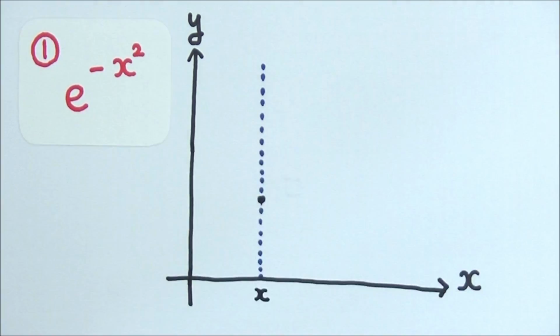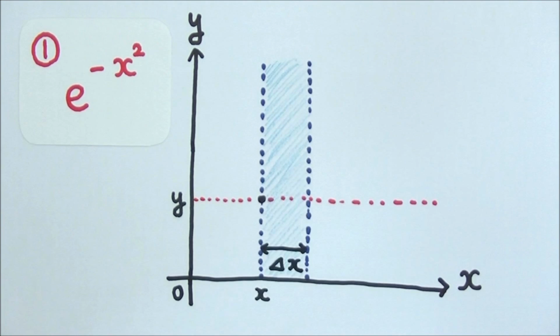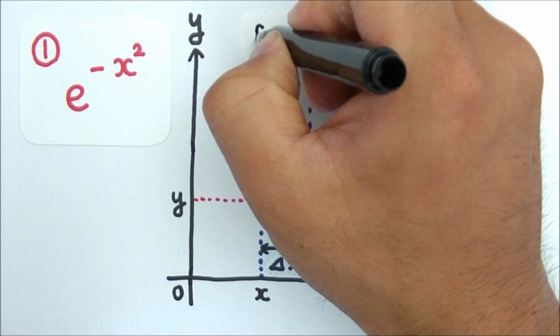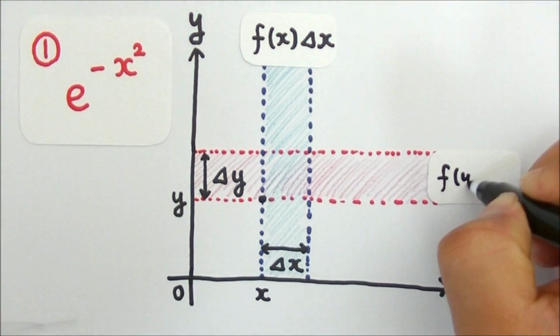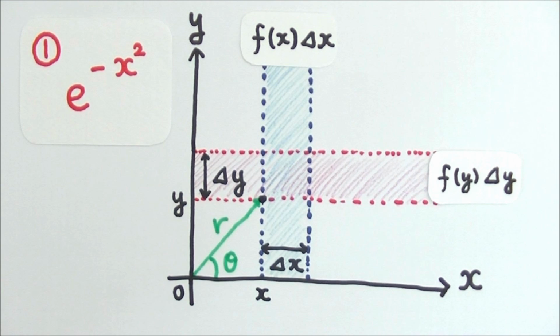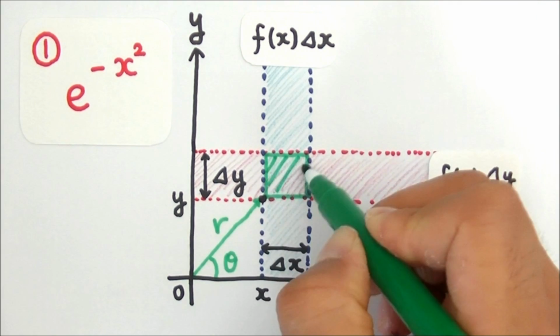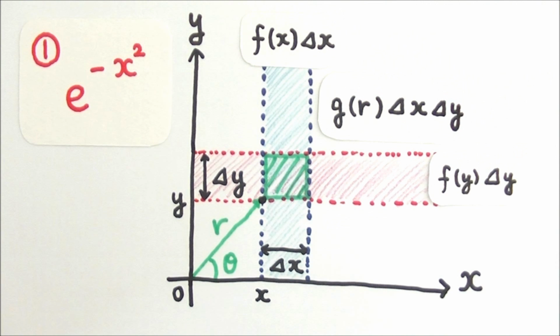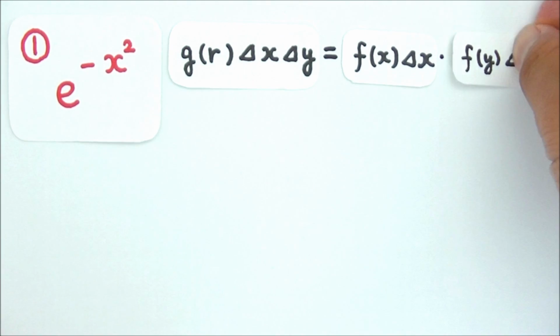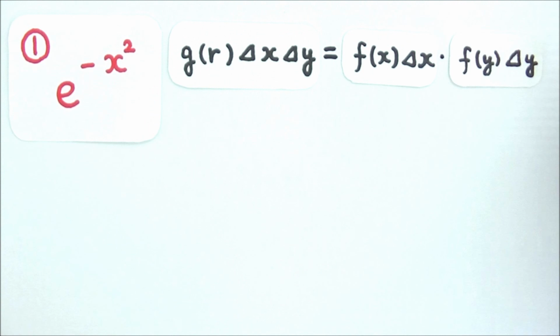Pick any point with coordinates x and y. If you consider the probability of a dart landing on this thin vertical strip, that's just f(x) times the width of the strip, delta x. Same logic goes for y. Alternatively, the point can be described by polar coordinates using radius r and angle theta. If you consider the probability of a dart landing on a small box, that's just some function of r times the area. But this must be the probability of landing on the x and y strips at the same time, which can be described by multiplication.